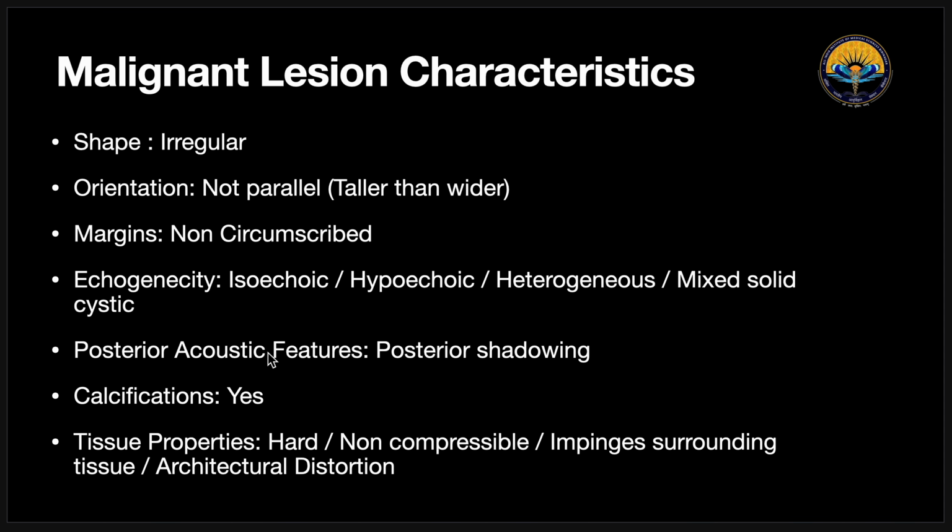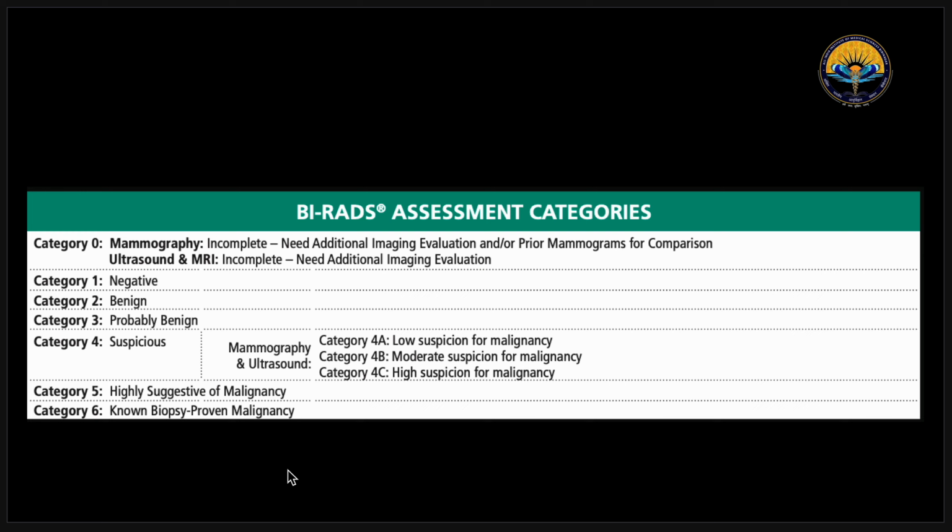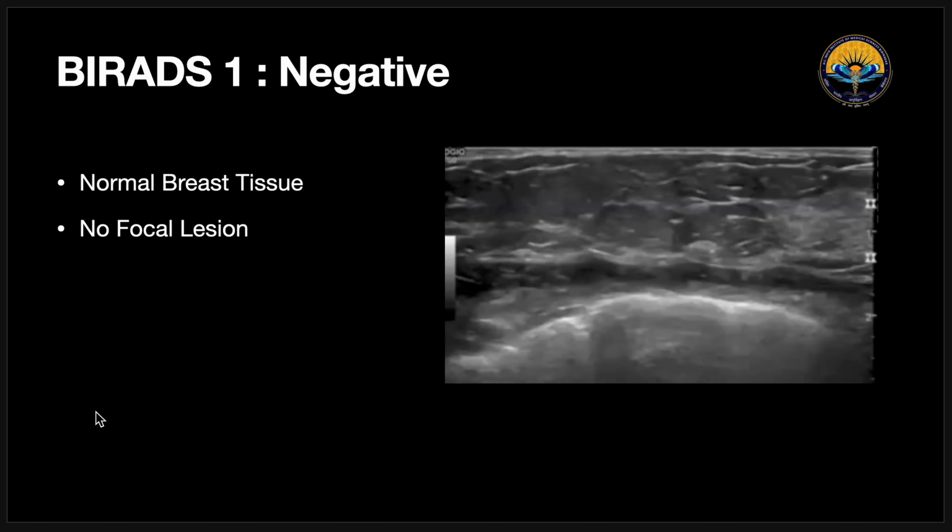Coming to malignant features, if the shape is irregular, it has non-parallel orientation, it is non-circumscribed, it is iso, hyper, heterogeneous or a mixed solid cystic lesion, it has posterior acoustic shadowing, it has calcification, it is a hard lesion, it shows architectural distortion. If we find these feature descriptors, then it goes more in favor of a malignant etiology. So on seeing the lesion, seeing all the descriptors, whether it goes toward benign or malignant, we give BIRADS grading.